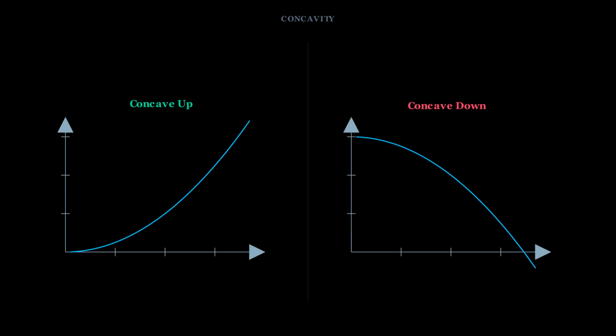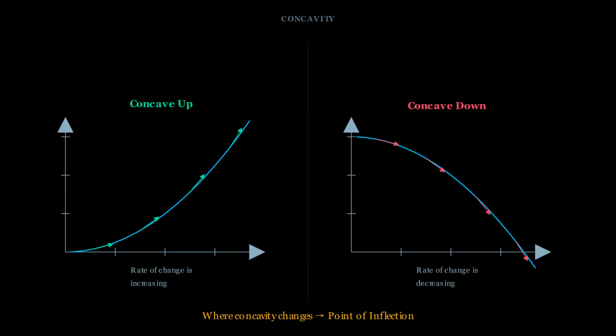Now let's talk about concavity, a deeper look at how a function changes. Concavity describes whether the rate of change is itself getting bigger or smaller. On the left, the slopes of the tangent lines grow steeper as x increases. The rate of change is increasing. We call this concave up, like a bowl. On the right, the slopes flatten. The rate of change is decreasing. We call this concave down, like a hill. The point where a graph switches from concave up to concave down, or vice versa, is called a point of inflection. Let's look at another function.